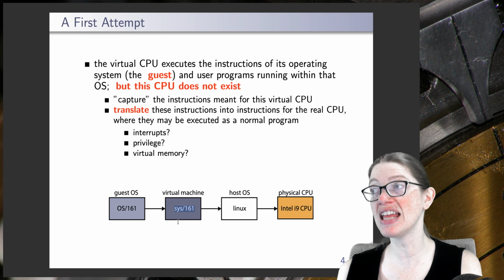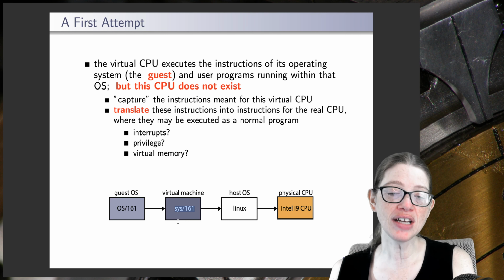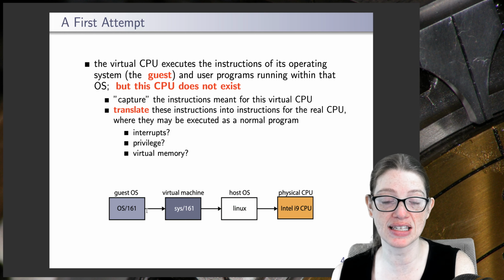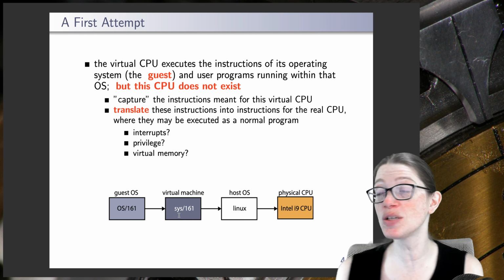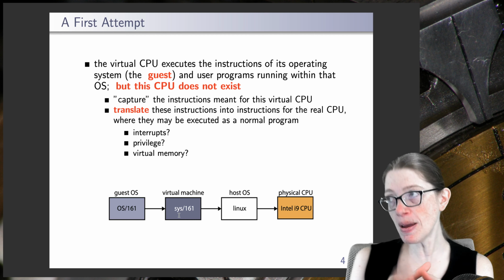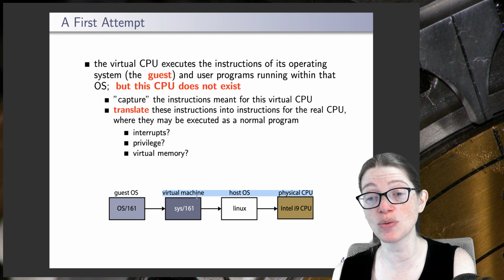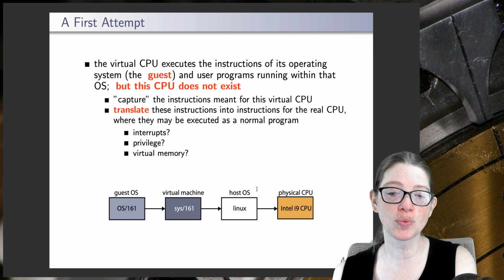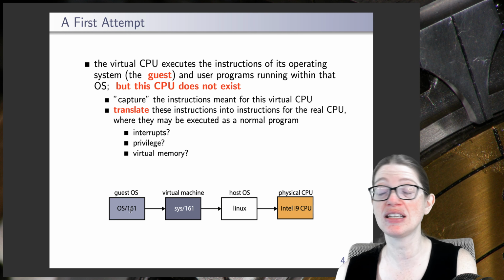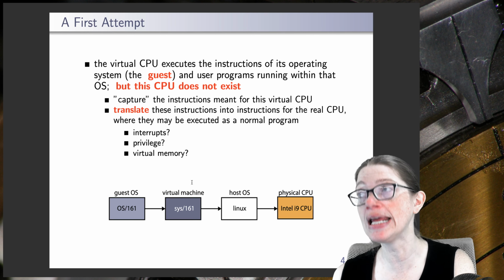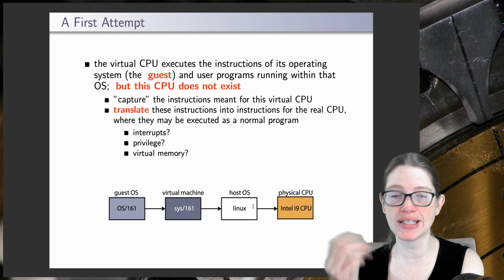And what it does in this very basic example, our first attempt, is it simply translates. It takes instructions from the guest operating system and the guest user programs that are running MIPS assembly, and sys161 simply translates the MIPS instructions to x86 instructions. And the sys161 virtual machine itself is just a user program running on the host operating system. So we are translating our guest operating system and user programs through our guest virtual machine into the host's language. But this raises a lot of really interesting discussions.